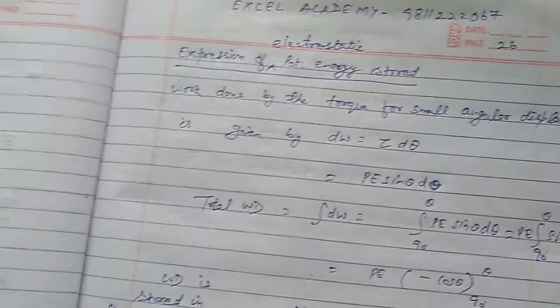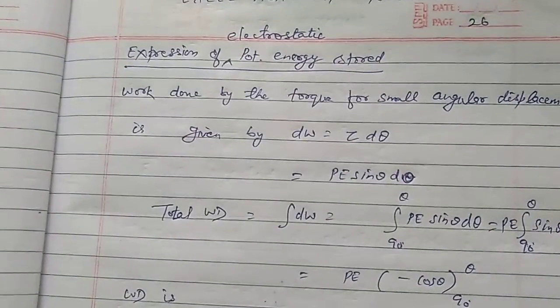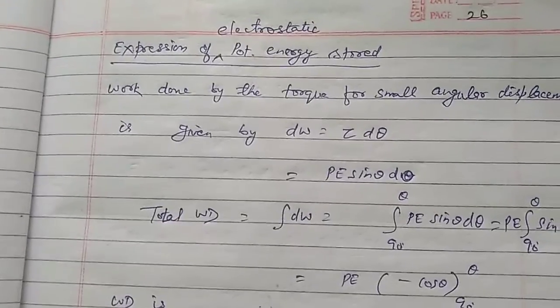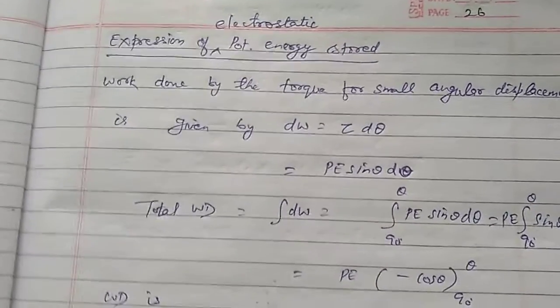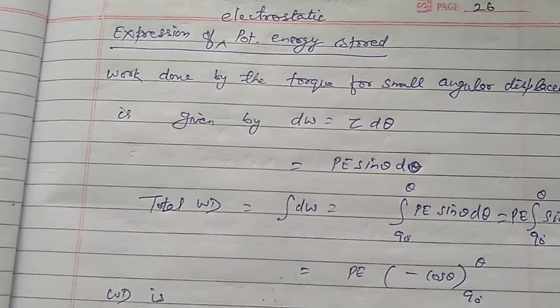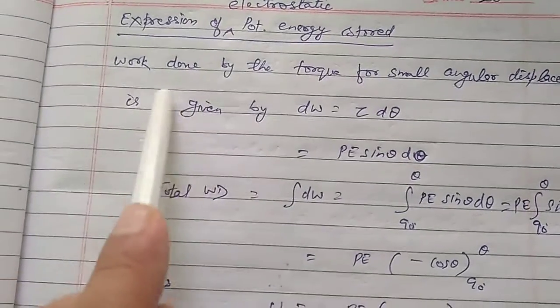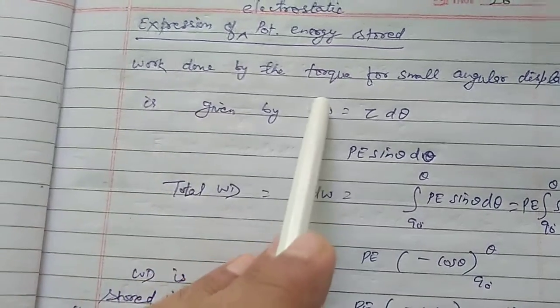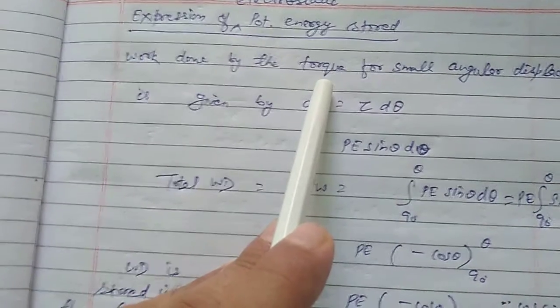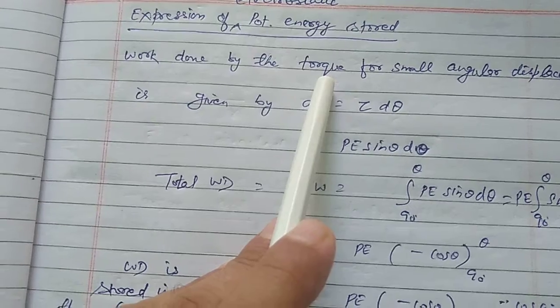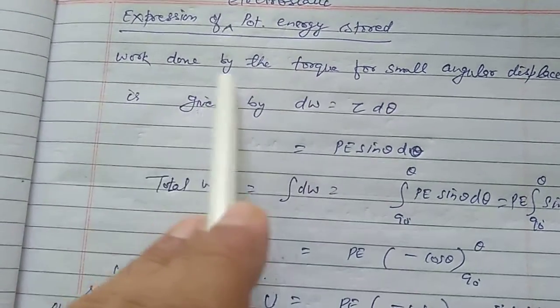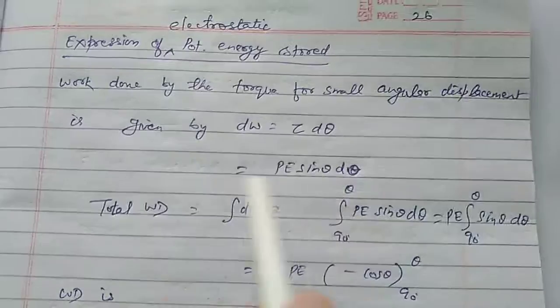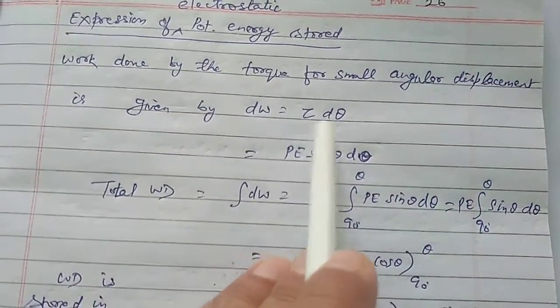Now, when the torque acts on it, when the couple force acts, it produces rotation, and when it produces rotation, some work is being done by the torque. So let us get the relation of electrostatic potential energy. I know that torque produces rotation, and with that rotation it will be displaced. So work is done by the torque for a small angular displacement, which is given by dW equals tau d theta.